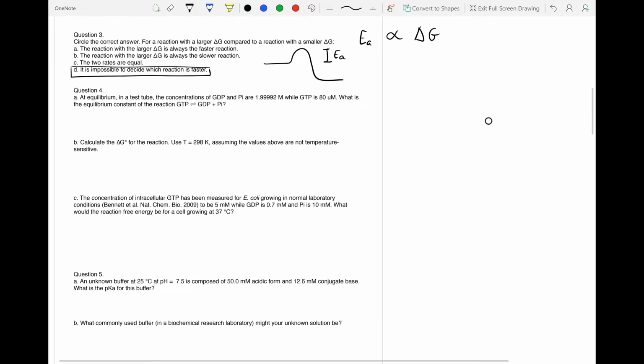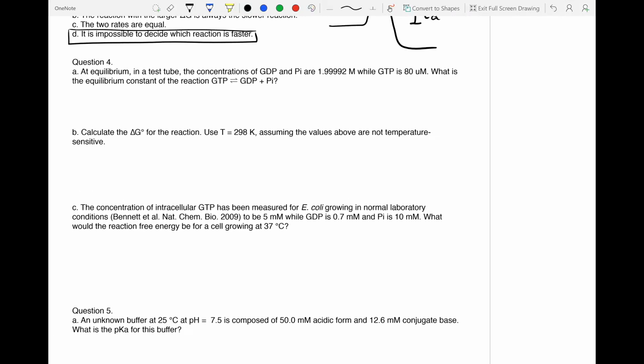Okay. At equilibrium in a test tube, the concentrations of GDP and inorganic phosphate are given, while GTP is 80 micromolar. What is the equilibrium constant of the following reaction? So equilibrium constants are going to be the concentration of products over the concentration of reactants.